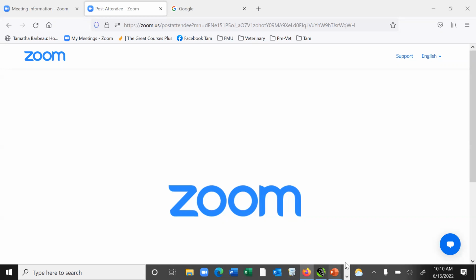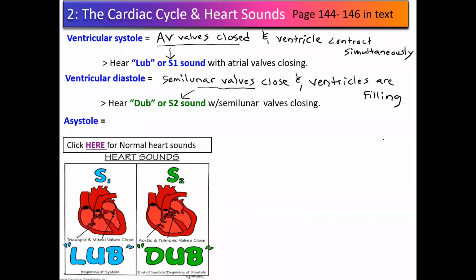Now, if you hear lub lub dub, lub lub dub, lub lub dub, that means one of the AV valves is not closing in time with the other. They're supposed to close at the same time. One sound, lub, clear and distinct. If you get 2 S1 sounds, it's called a split S1. That means one of the valves, the timing is off, it's not closing at the same time.